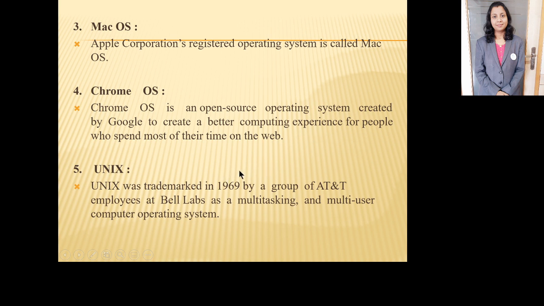Next is Unix. It was trademarked in 1969 by a group of AT&T employees at Bell Labs as a multitasking and multi-user computer operating system. Multitasking means at a single time many tasks are performed. Multi-user means more than one user can use it at a time, and this was developed in the year 1969.